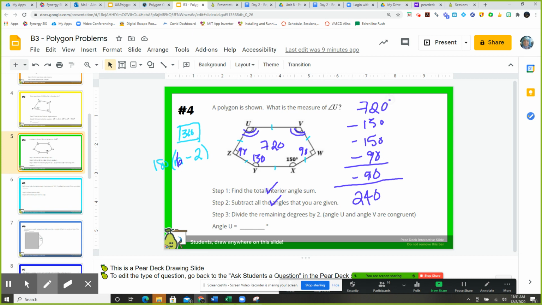So if we start with the total, because I've got a 90 degrees at Z and a 90 degrees at W. And we do the 150 twice because we've got a 150 at Y and a 150 at X. So we're starting with the total and we're subtracting out the 4 angles that we know. So that 240 is angle U plus angle V.